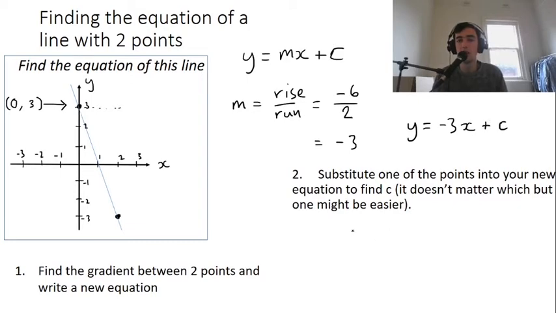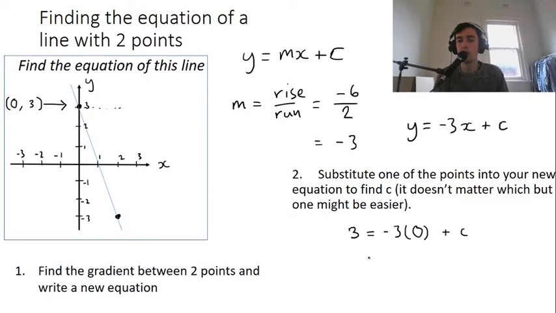Alright, so let's do that. So what do we write instead of y? Well, we look at this point and we find the y-coordinate. So that's 3. Equals -3 times, what do we write instead of x? Well, first of all, we need to draw the brackets. -3 times 0, that's the x-coordinate, plus c.